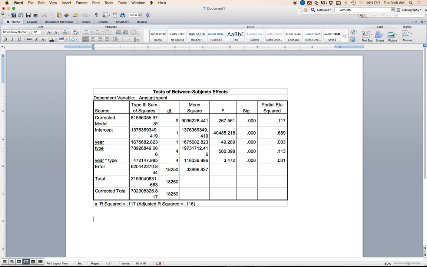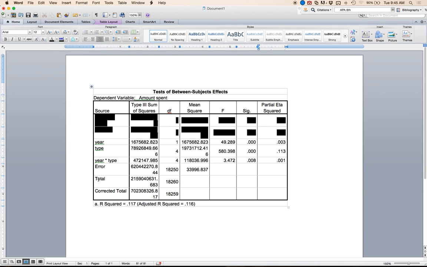Okay, so the first thing you want to note is that you've got a lot more F's than you've had before. So I'm going to remind you that these first 2 lines are things that you don't need. So I'm going to mark them out. And these last 2 lines I don't need. I'm going to mark them out. Okay. So what happens when you run a factorial ANOVA is that you get multiple F values because it sort of runs 3 little mini ANOVAs for you.